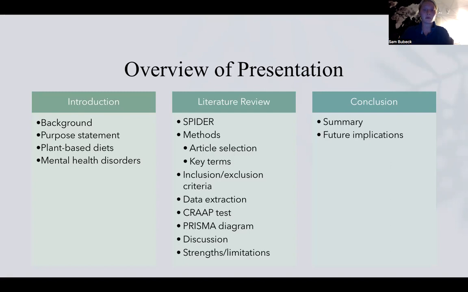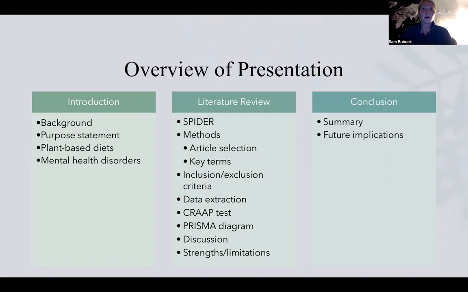I have conducted a review of my literature, which I will share with you all. I used many methods. We will first discuss how I utilized the SPIDER method to better decide which articles I wanted to include and whether they were relevant or not. Continuing on with more methods, I will discuss my article selection and how I went about that, including which key terms I used. And I also included how I had inclusion and exclusion criteria.